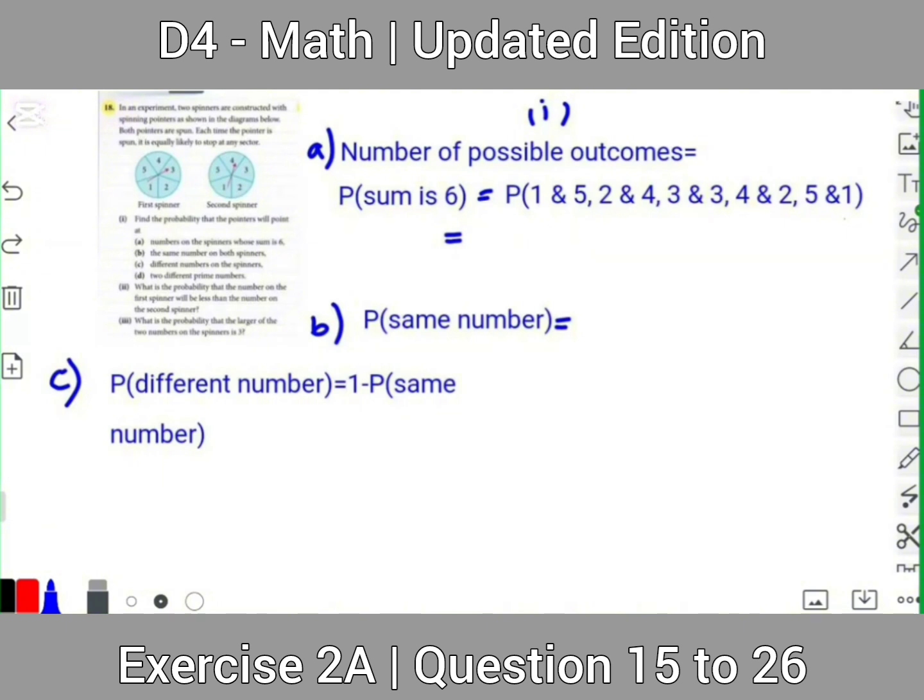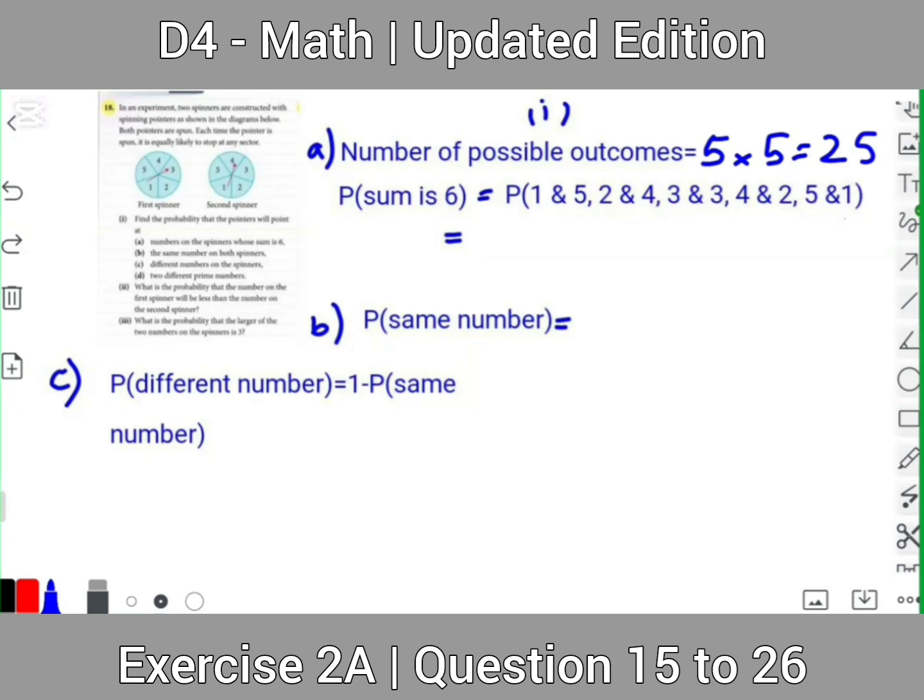In part 1, find the probability that the pointers will point at numbers on the spinner whose sum is 6. First we have to find the number of possible outcomes. Since the first spinner has 5 sectors and the second spinner also has 5 sectors, 5 times 5 is equal to 25. So the number of possible outcomes is 25.